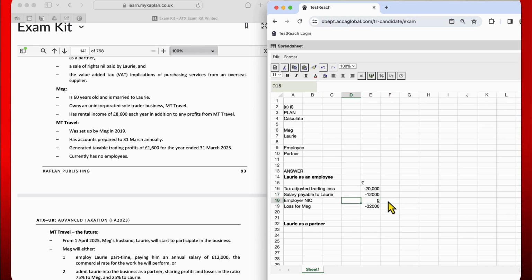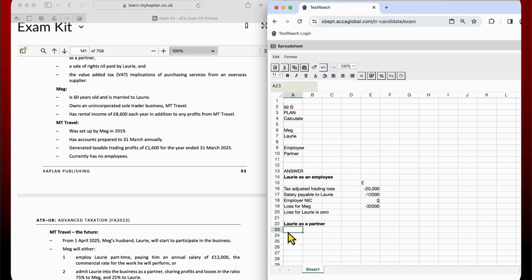So anytime you're doing a calculation where you're bringing in somebody as an employee into the business, have a think about employer's NIC. Is that going to be something that there will be a cost to that? So actually we end up with a trading loss now of £32,000 if we bring Laurie in as an employee. What's Laurie going to get? Loss for Laurie, just for completeness, to actually answer exactly what's been asked, is 0, because Laurie's an employee, not a part of the business, not an owner of the business.